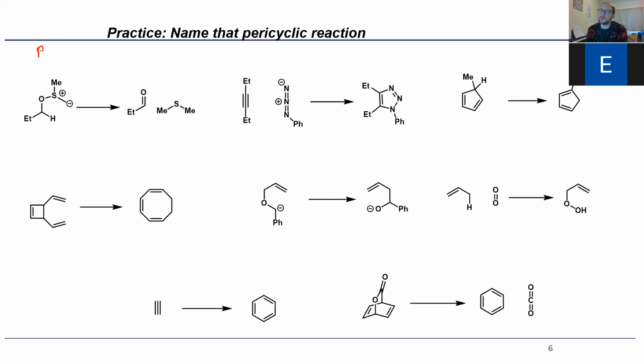So we want to draw arrows, name the reaction, and also give the M plus M type name.